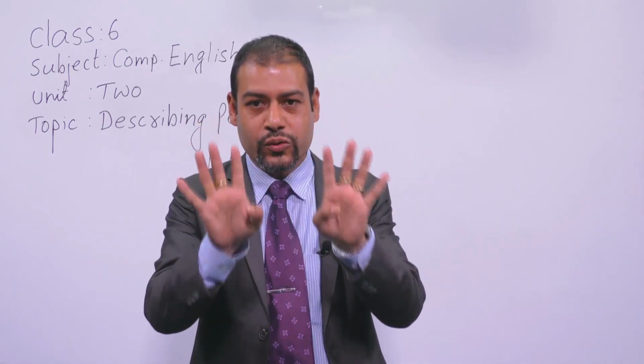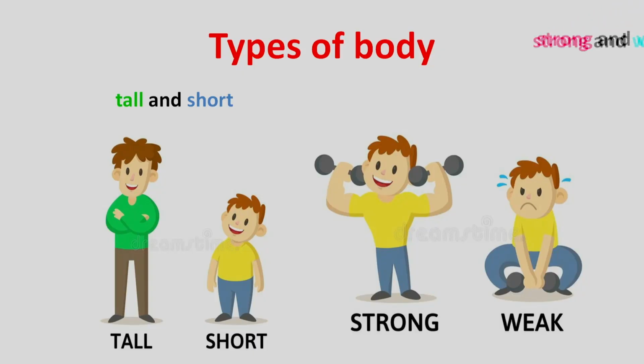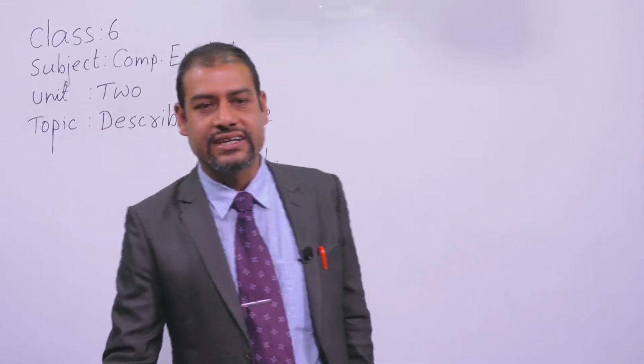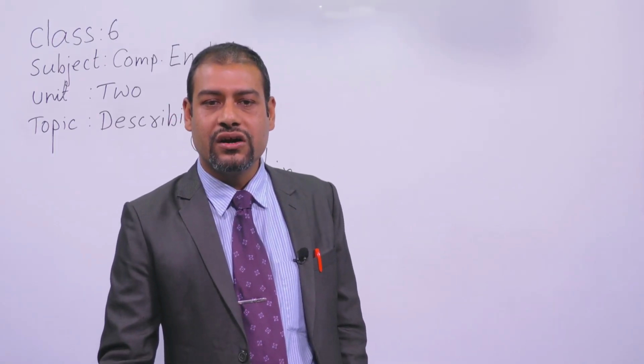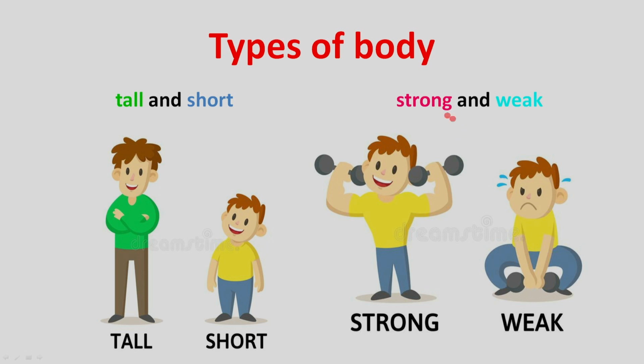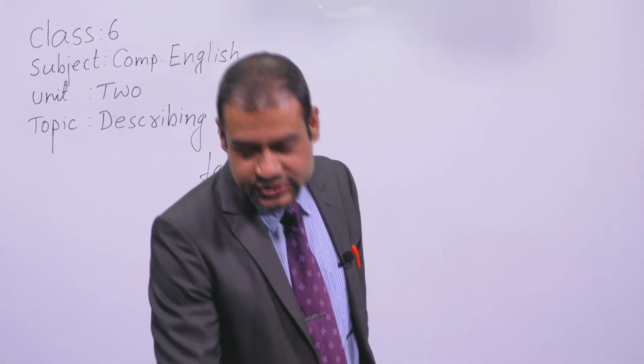See, so far, types of body. Can you tell me the 4 words that we have used here? Write them down in your notebook, okay? If you want to describe a person's body, you can use these words. For example, you can say tall, short, strong, weak, okay? Have you written it down in your notebook? Good, dear students. So let me show you again.